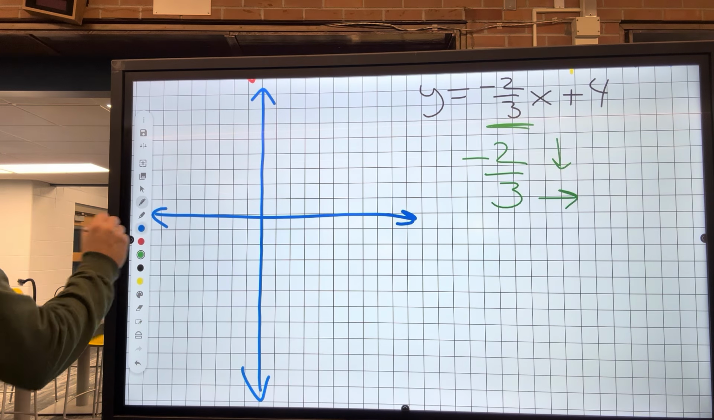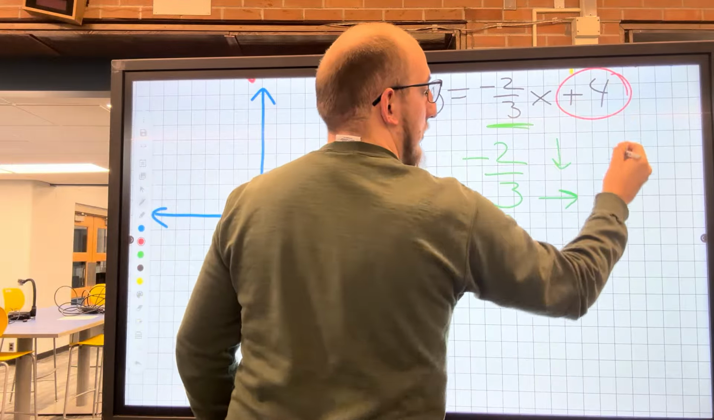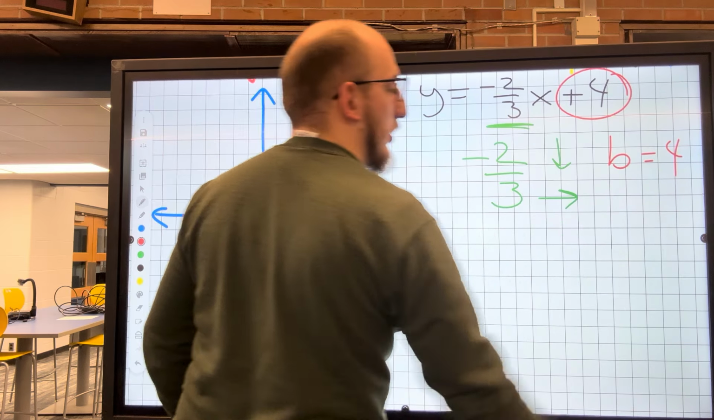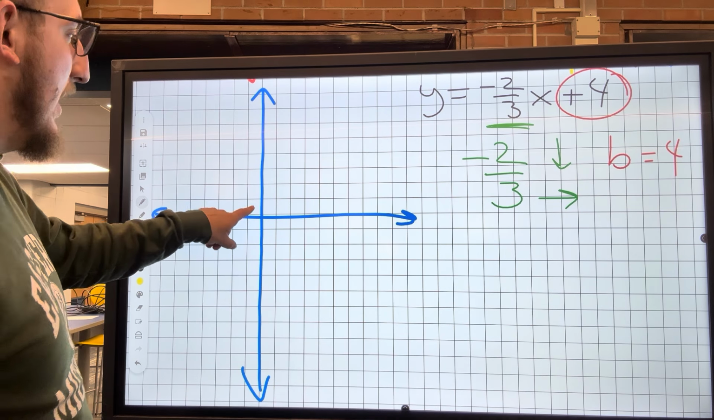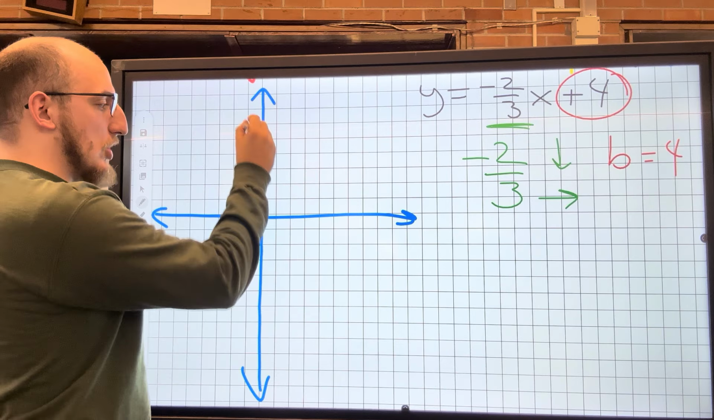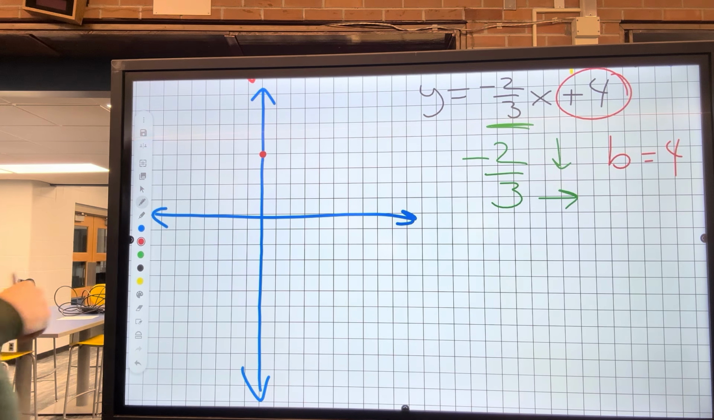That being said, we still need to know where to start. And where do we start? We start with our b. Our b equals 4. Now, our b being our y-intercept means we're going to start on the y-axis, and we're going to go to 4. That is +4 up there.